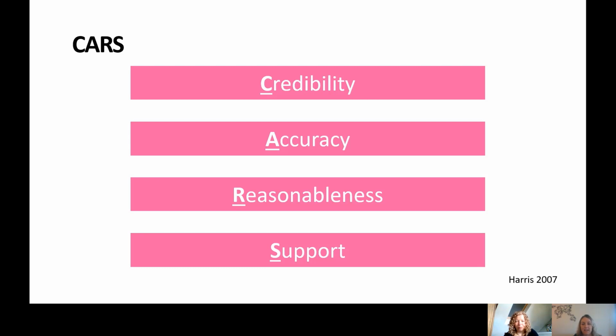So Harris has this great method, and we use it all the time in my subject, where we're thinking about the different journal articles that we're using. It's the CARS model. So, consider the credibility of the source. Who is the author? Why have they got something valid to say on this topic? Always look up the author.